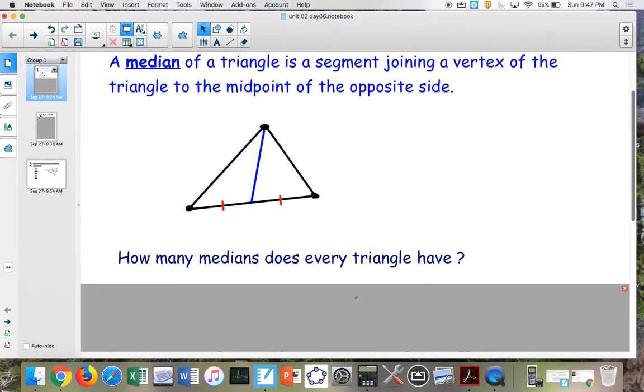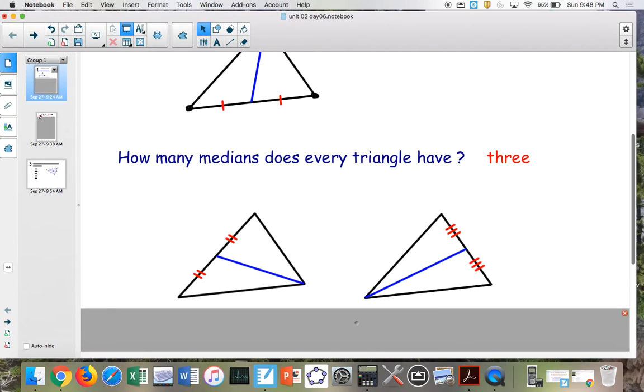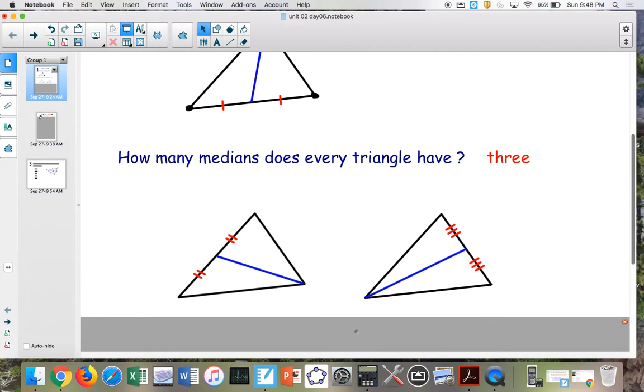So in any triangle, how many medians are there? Well, since we're drawing it from a vertex to the midpoint of the opposite side, and we have a choice of 3 vertices, we have 3 medians in every triangle. So those would be the other 2 for this particular example.